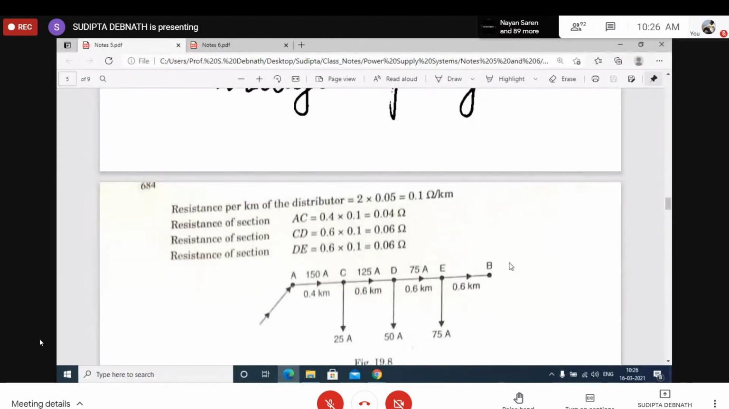Now, from this data, you can already find out the current in different sections of the distributor. The current entering will definitely be the summation of this one plus this one plus this one, so it is 150. What will be the current here? It will be this one plus this one, so 125, and the current here is 75, because though an arrow is shown here, no current will be flowing here, because no load is connected. Also, it is not fed from this point. So this you can easily draw.